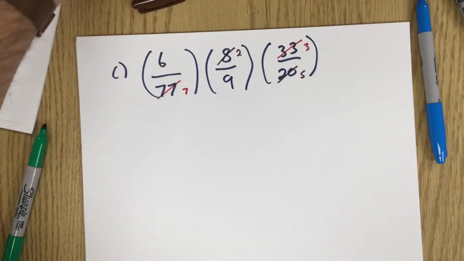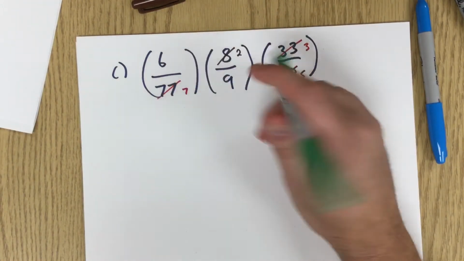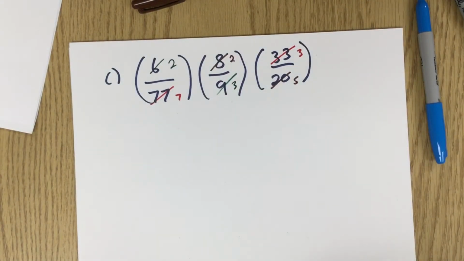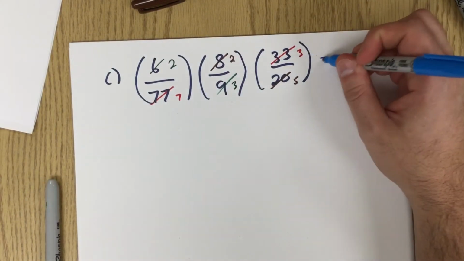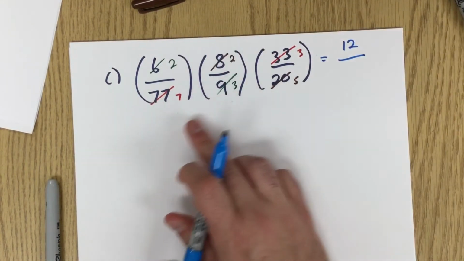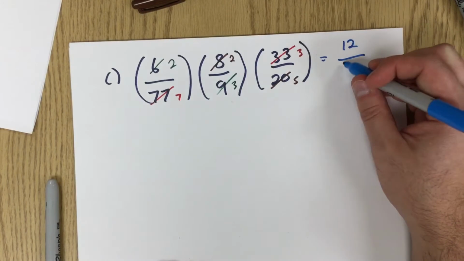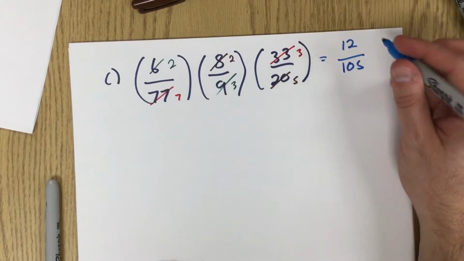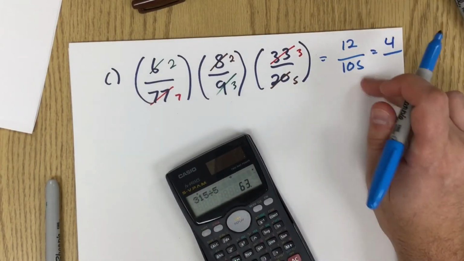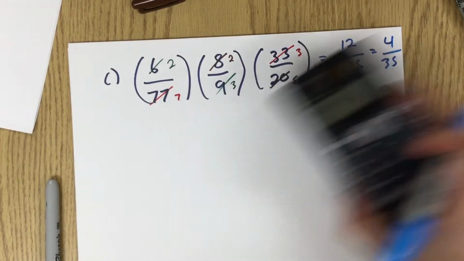I use different colors this time. And these could both be divided by 3. One on the top, one on the bottom. That gives us 3. That gives us 2. And now we're ready to multiply. So we're going to get 2 times 2 times 3 is 4 times 3 is 12. And 7 times 3 times 5 is 20 times 5 is 105. But we'd actually still have to reduce that. These could each be divided by 3. 12 divided by 3 is 4. 105 divided by 3 is 35. And that would be the answer.